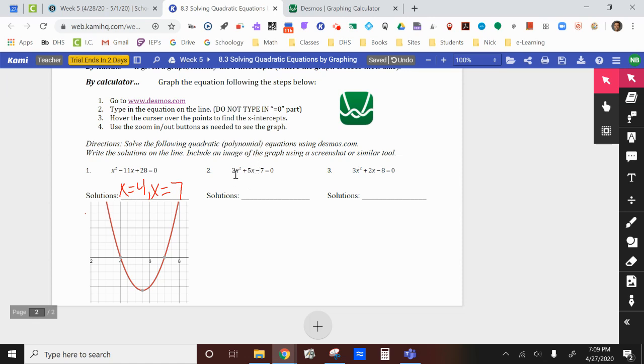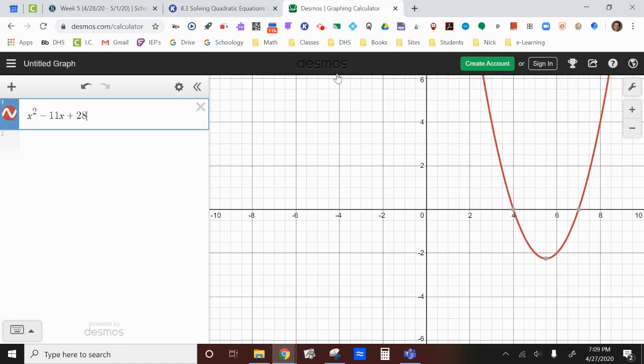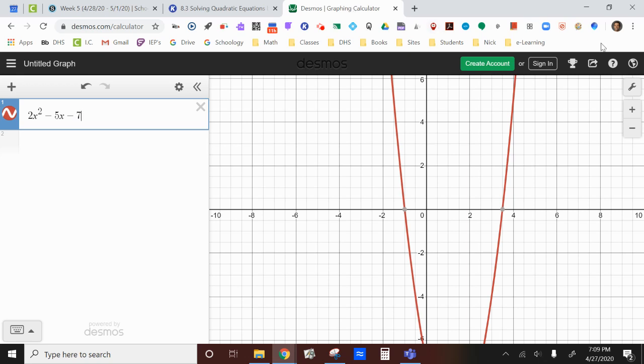Now let's look at example 2 here. We got 2x squared minus 5x minus 7. All right, and there's a graph of that one.